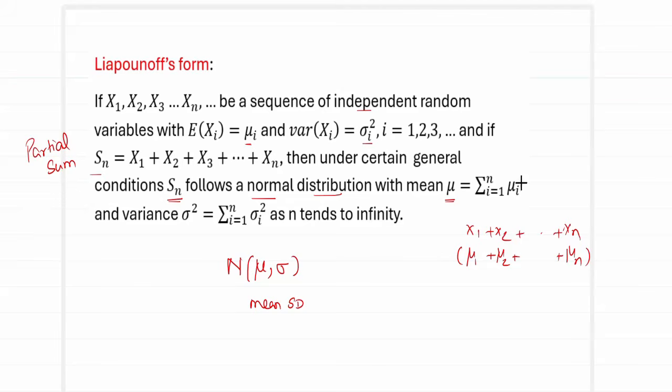In a similar way, what about the variance of this Sn? It will be the addition of the variances of the individual components x1, x2 up to xn. When does this happen? We have to keep in mind this happens when n tends to infinity, meaning the number of independent random variables becomes very large. This is one format of the central limit theorem as defined by Lyapunov.